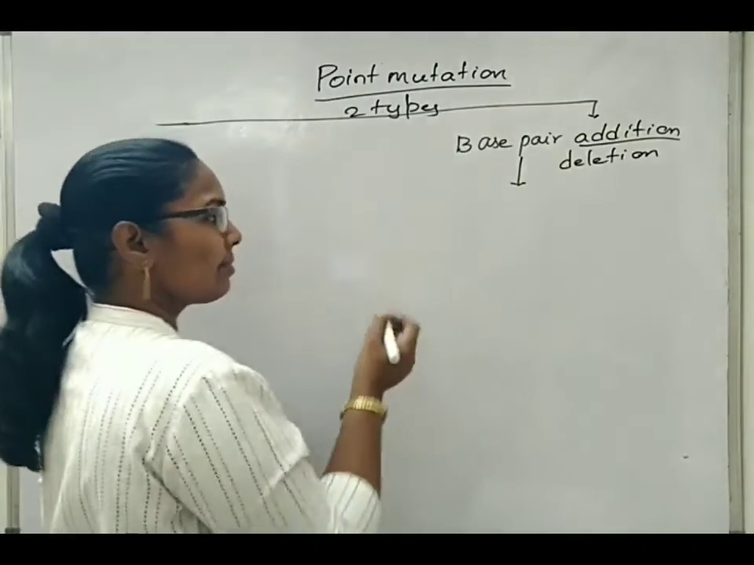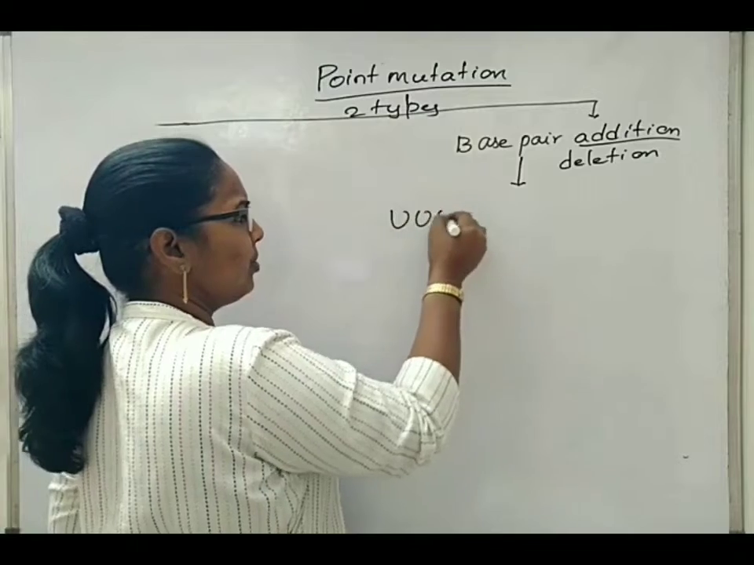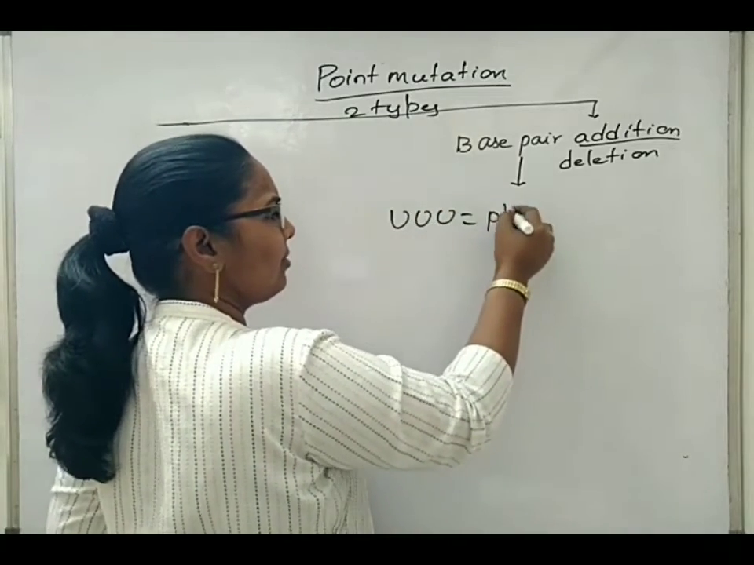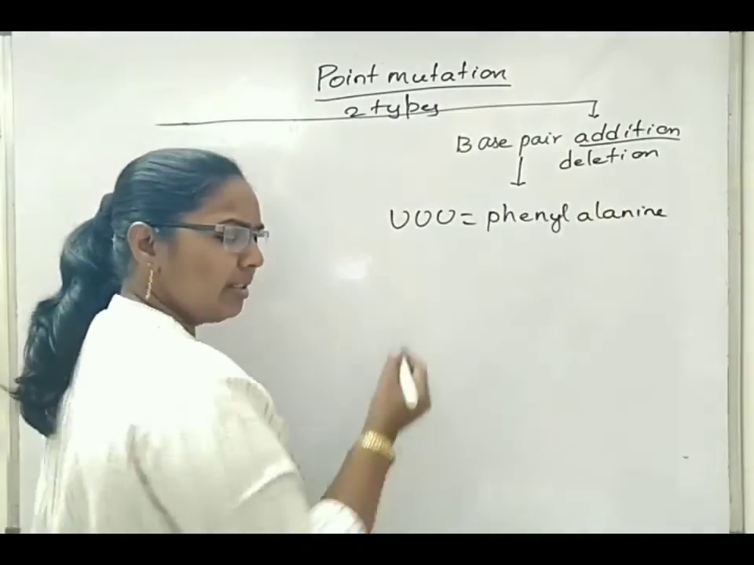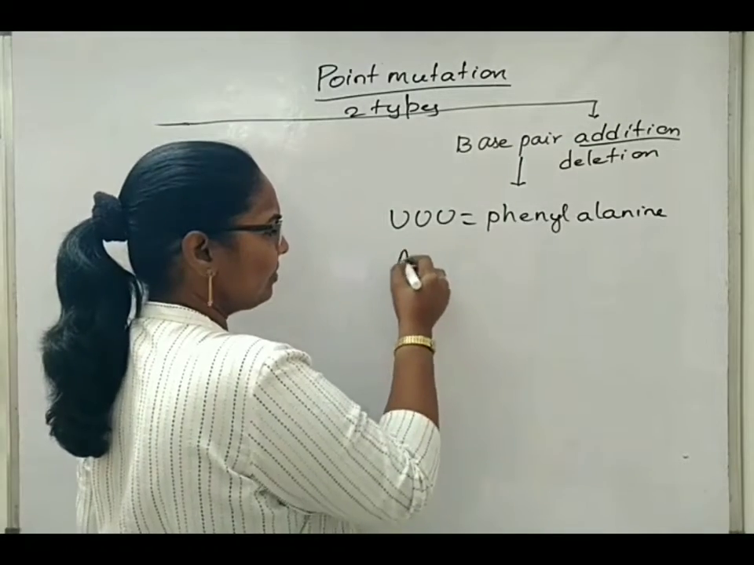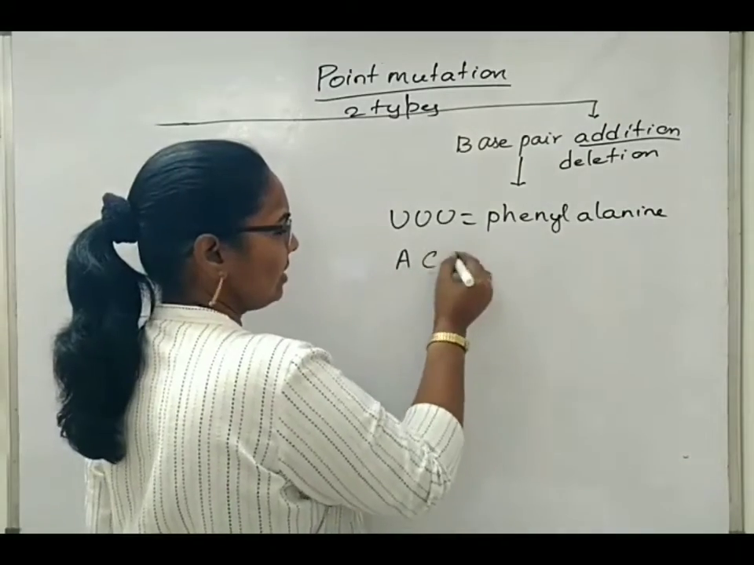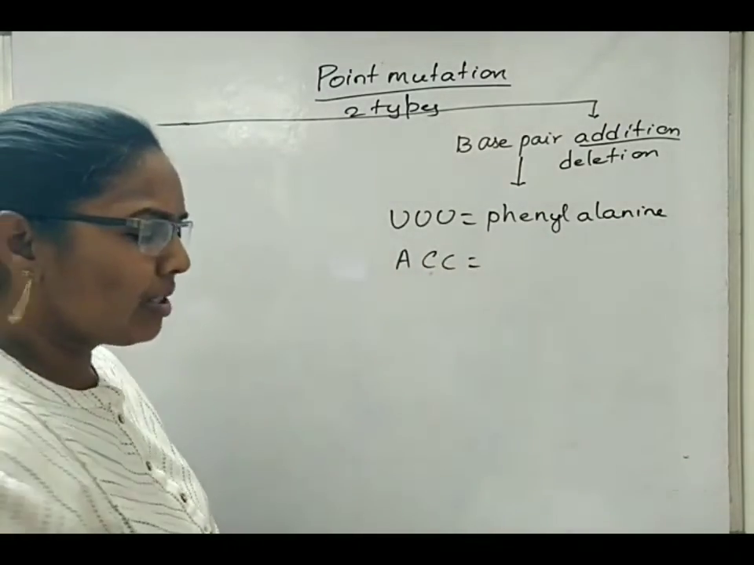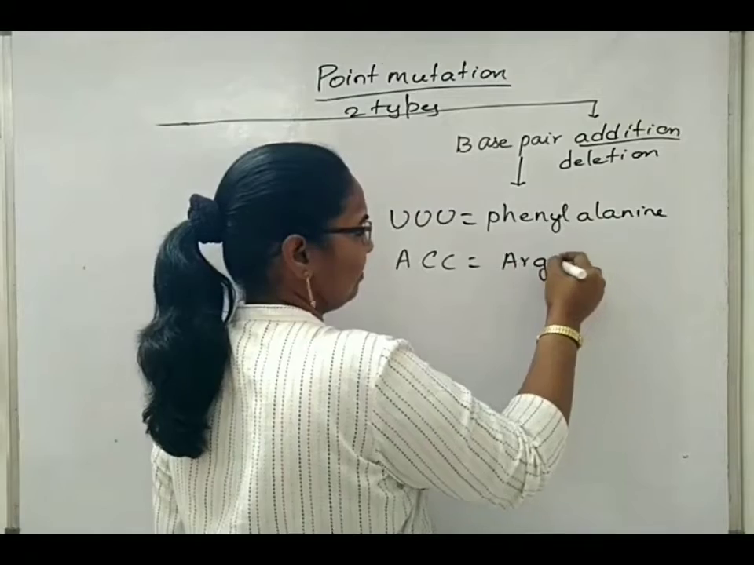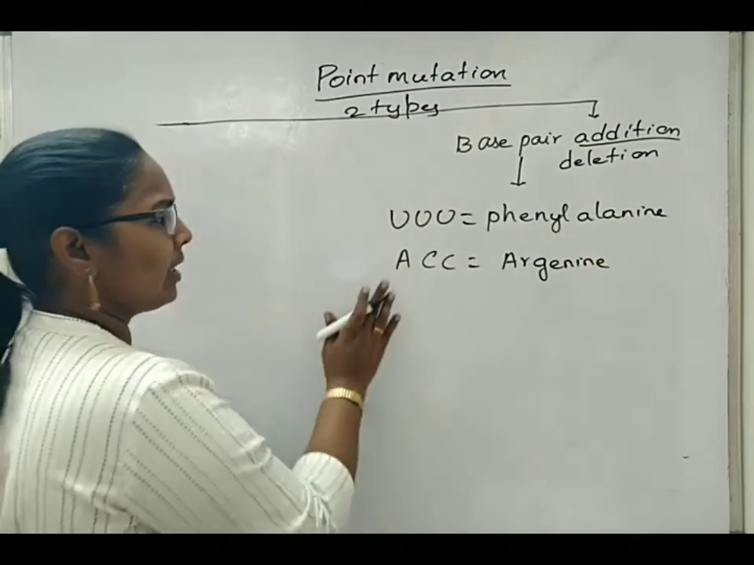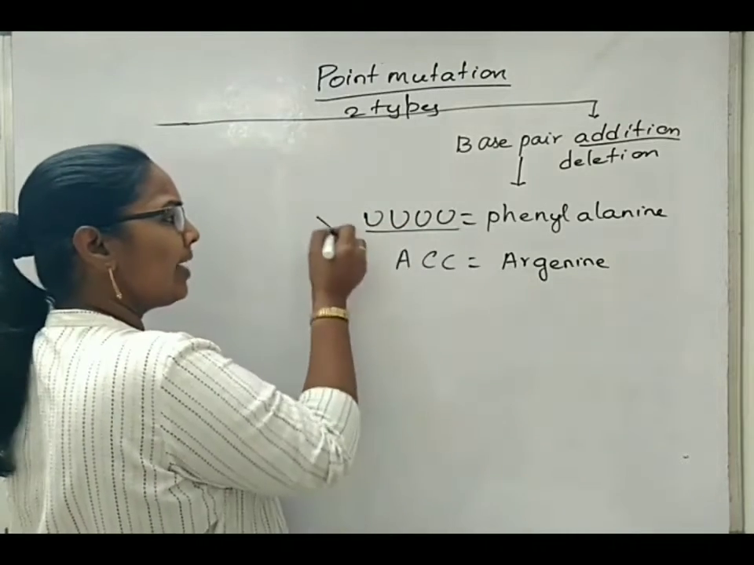Here what happens, suppose we take one codon like UUU, means uracil, which is coding for phenylalanine amino acid. Next, take another codon sequence, that is ACC. Because we are telling these are codons, and this will be coding for the amino acid arginine. Now, suppose one extra nitrogen base is added here like this, then also it will not be divisible by 3.